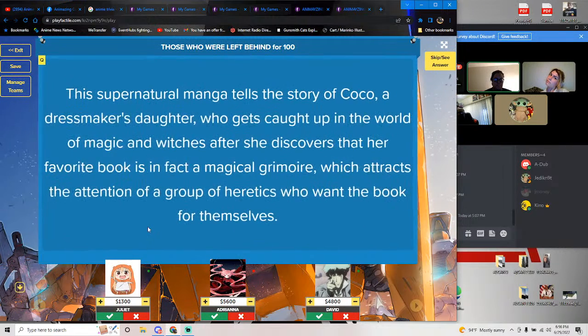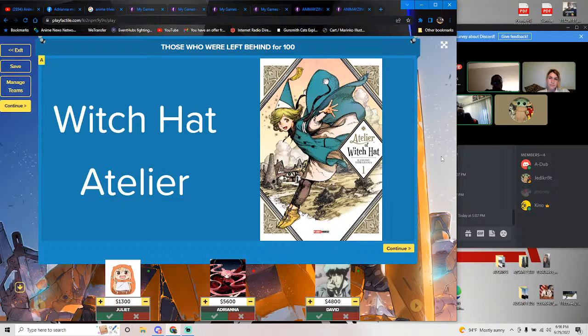Yep. This supernatural manga tells the story of Coco, a dressmaker's daughter who gets caught up in the world of magic and witches after she discovers that her favorite book is in fact a magical grimoire, which attracts the attention of a group of heretics who want the books for themselves. Okay. Enters Witch Hat Atelier. I like this category because, one, some people read manga more than they watch anime. So, you know, there might be some titles where you're like, oh, okay, I need to go find that. So that's what this is here for.